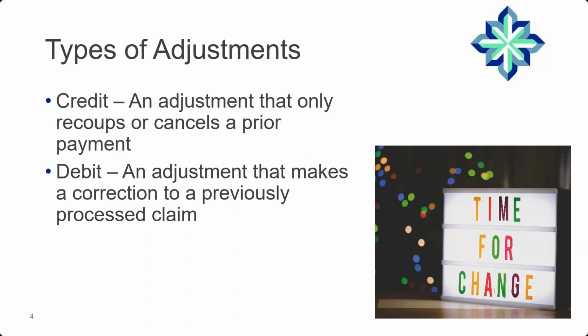Credits or cancel-only adjustments should only be done if a claim was processed with an incorrect provider number or under the wrong Medicare number. These claims should then be resubmitted with the correct information. All other adjustments or changes should be processed as debits.